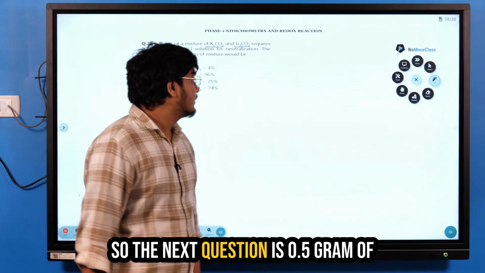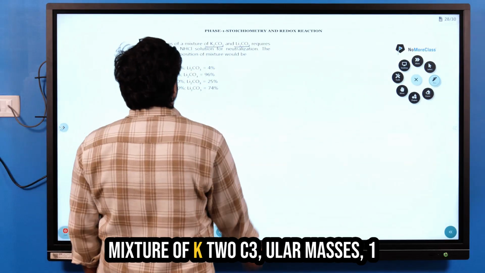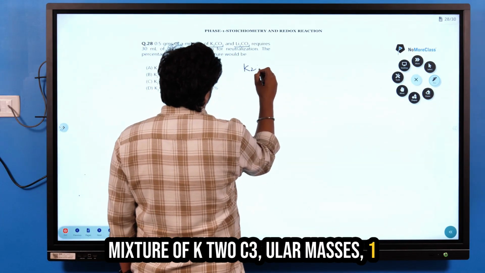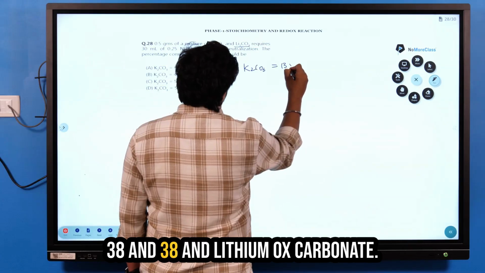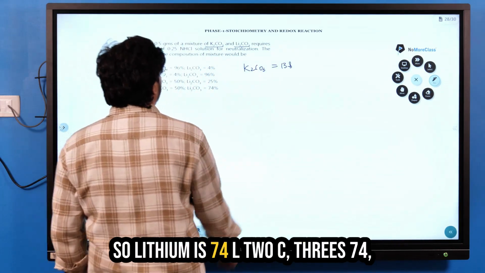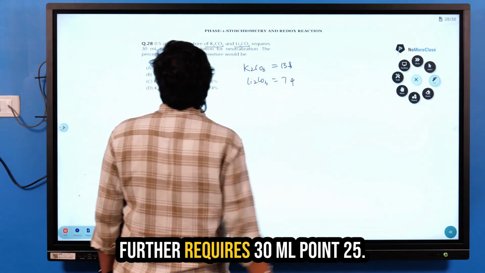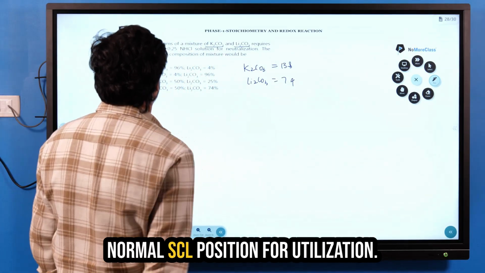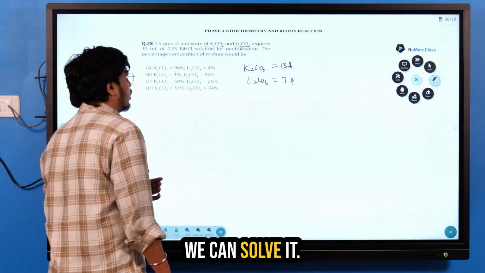So the next question: 0.5 gram of a mixture of K₂CO₃, molecular mass 138, and lithium carbonate, Li₂CO₃, molecular mass 74, requires 30 ml of 0.25 normal HCl solution for neutralization. The percentage composition of the mixture would be, okay, we can solve it.